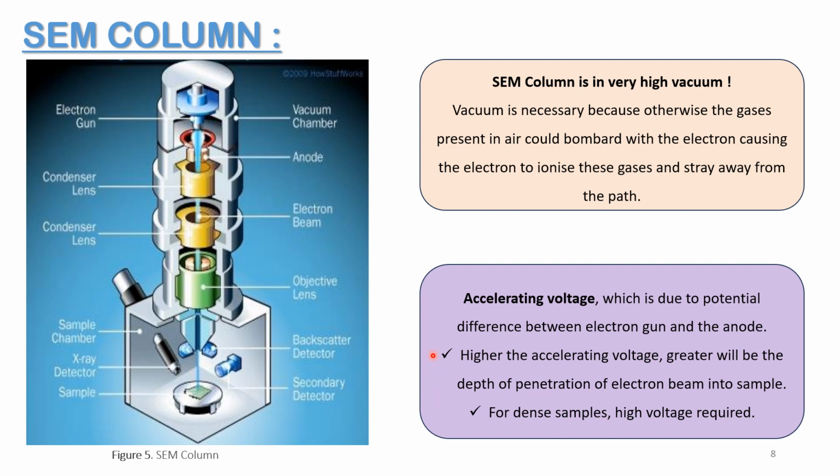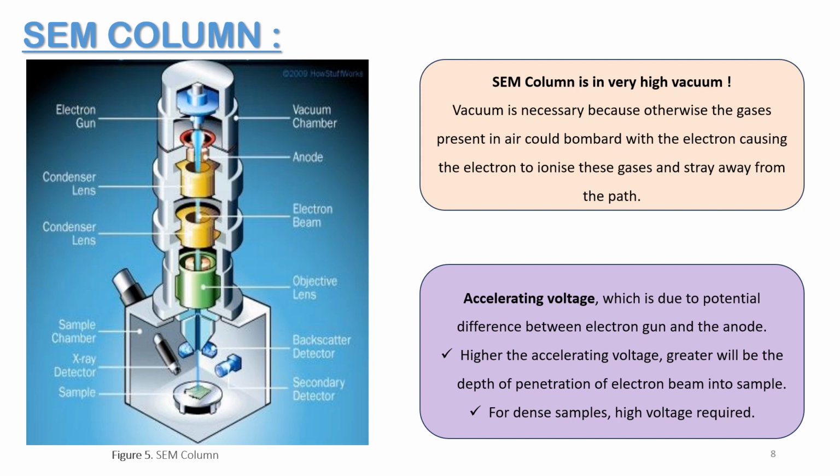Next is the accelerating voltage. The accelerating voltage arises due to the potential difference between the electron gun and the anode. For different materials, different accelerating voltage is required. As a higher accelerating voltage is applied, the depth of penetration of the electron beam into the sample is greater, and hence more interactions will be produced.